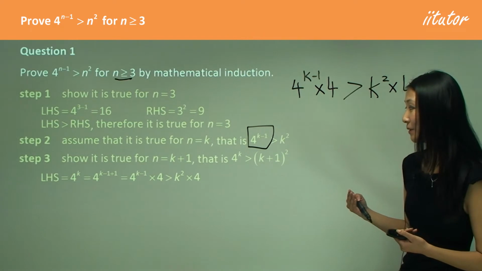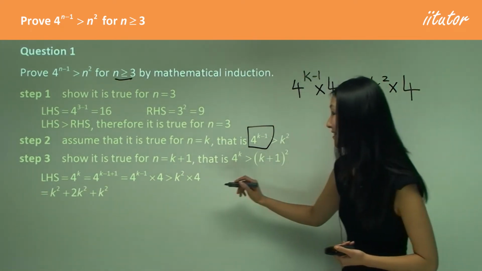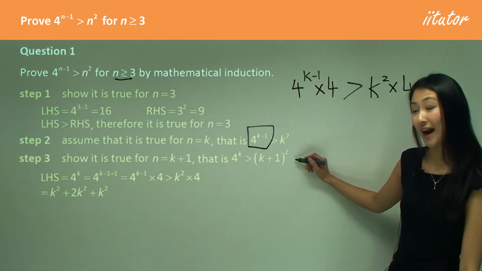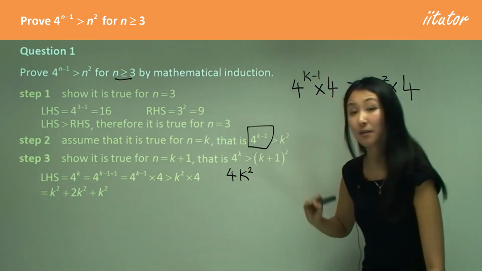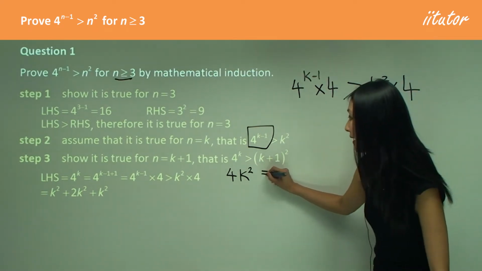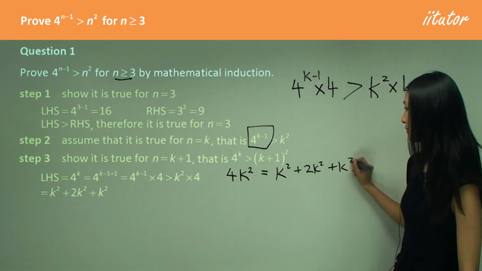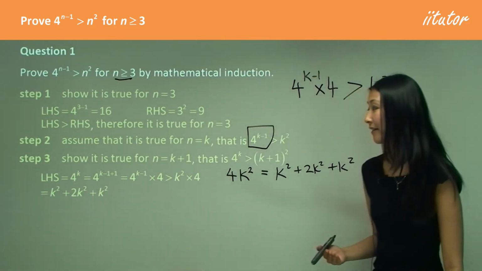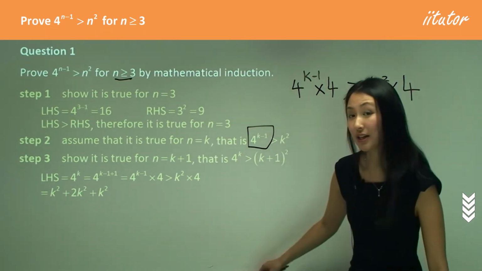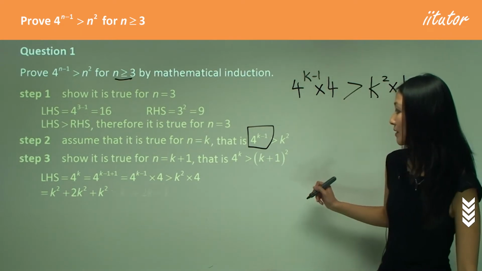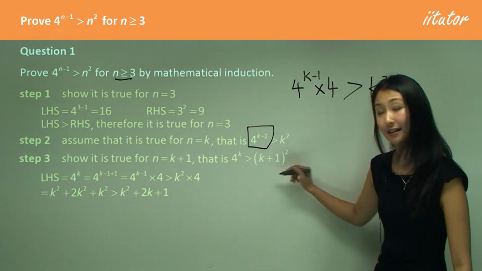This is the other difficult part. How am I changing this into that? So how do I change this left-hand side to even remotely look like the right-hand side? Well, this is 4k squared, isn't it, when I multiply it? And I've just separated that into k squared plus 2k squared plus k squared. With the right-hand side, it's k plus 1 squared, which is, when you expand it, going to be k squared plus 2k plus 1. So I'm always looking at this right-hand side.